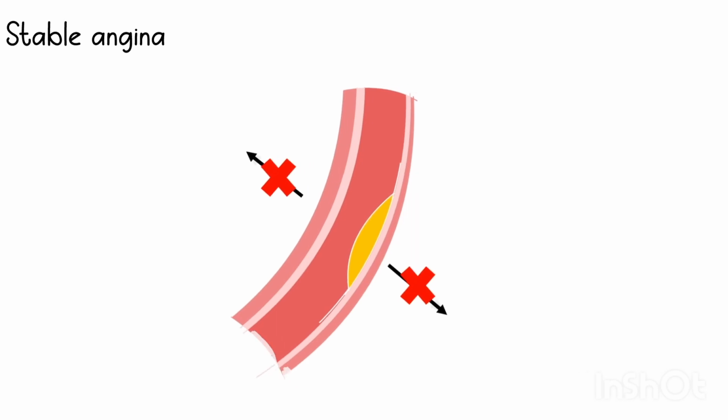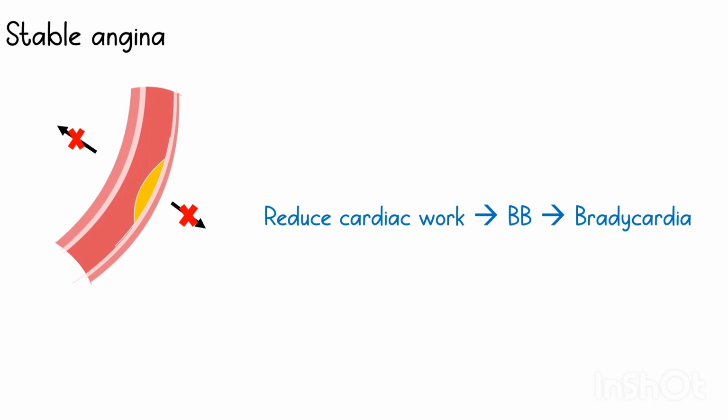Hence, the management in this case will be to reduce cardiac work, and this can be done by giving beta blockers, for example, to induce bradycardia. So when the heart rate is reduced, the heart will relax and the oxygen demand decreases, so the little amount of blood that reaches the heart will be sufficient.